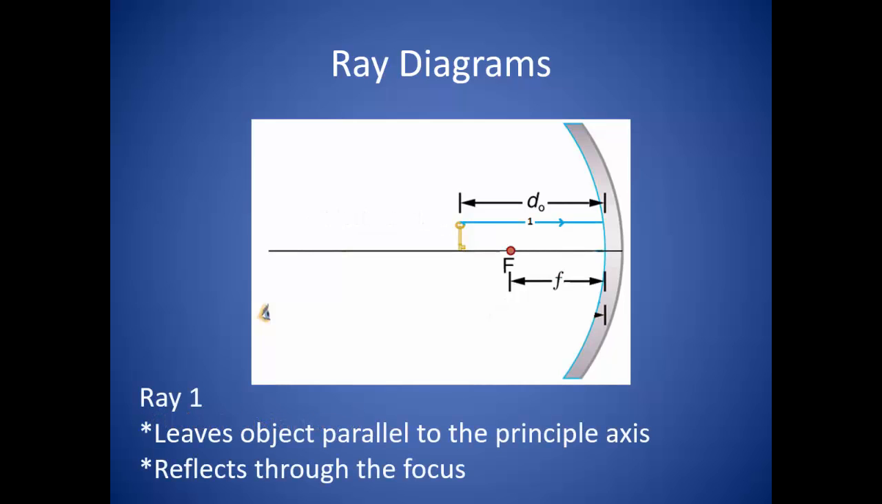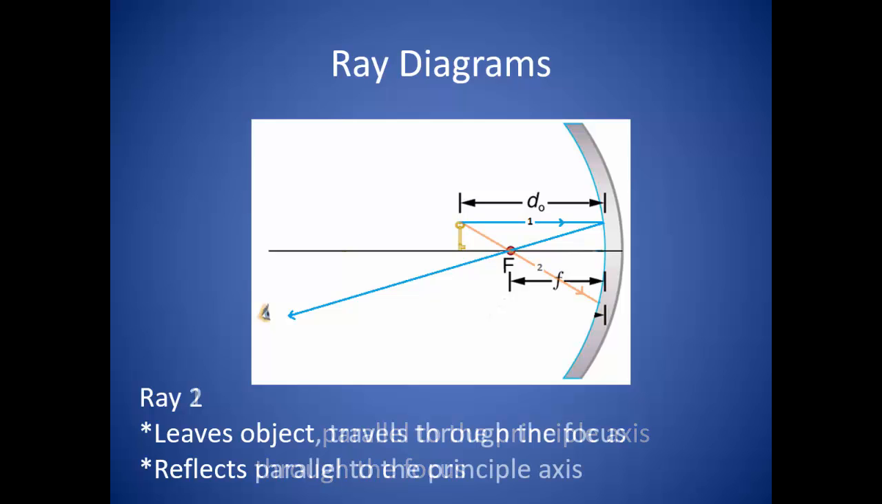The first ray of light leaves the object and is drawn parallel to the principal axis. As we saw before, the light rays that hit the mirror in a parallel fashion will reflect back through the focus. The second light ray leaves the object and is drawn so that it travels through the focus to the mirror. Any ray that travels through the focus will reflect parallel to the principal axis, and at some point this ray will intersect the first ray.